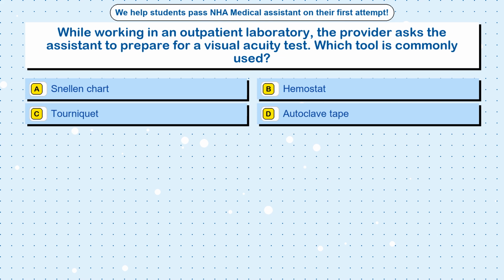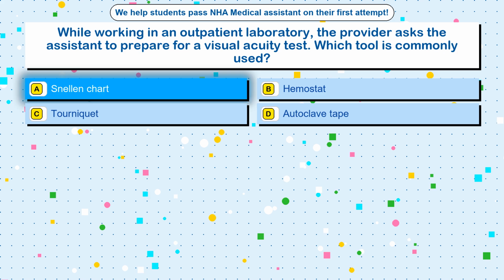Question 7. While working in an outpatient laboratory, the provider asks the assistant to prepare for a visual acuity test. Which tool is commonly used? Option A. Snellen chart. Option B. Hemostat. Option C. Tourniquet. Option D. Autoclave tape. The correct answer is option A.